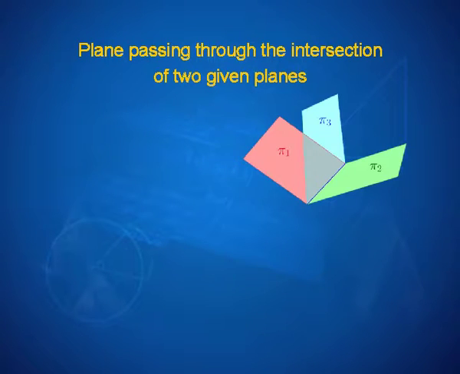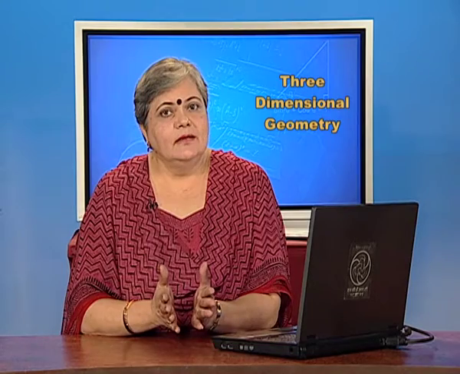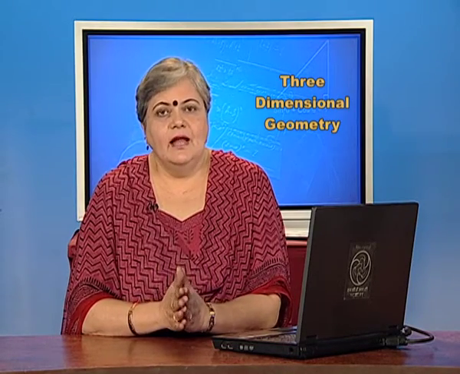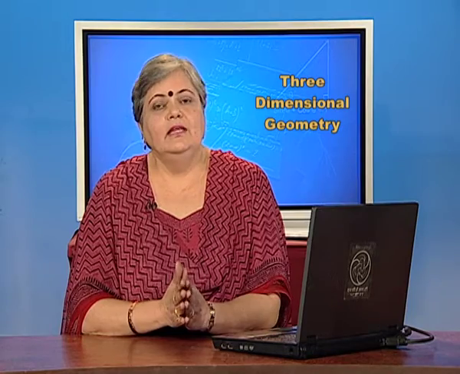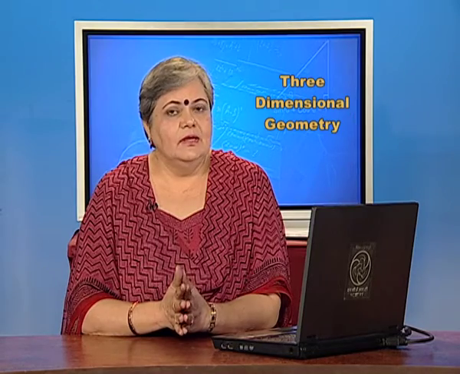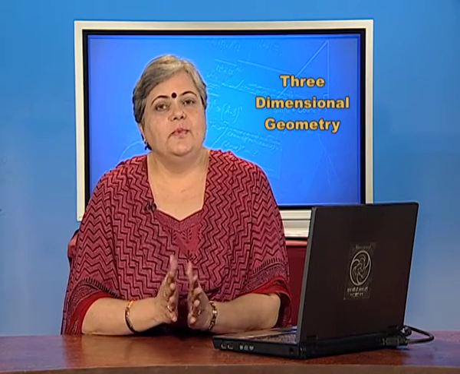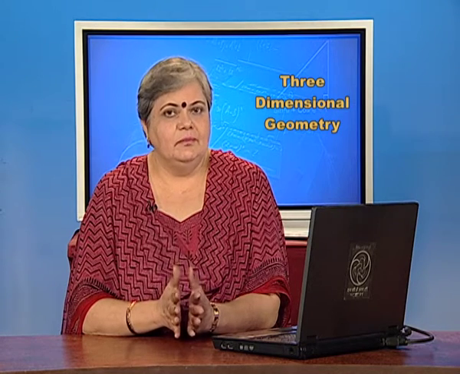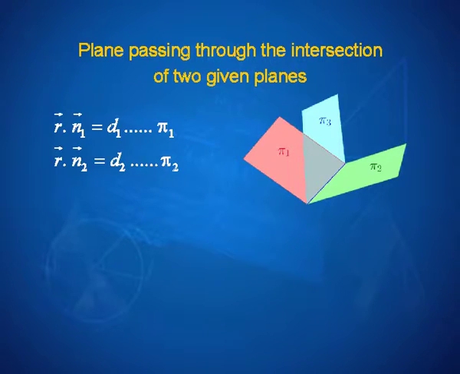Today, our focus would be on planes passing through the intersection of two given planes. When two planes intersect, they intersect in a line, and through a line infinitely many planes can be drawn. So, in a way we will be discovering the family of planes which pass through the intersection of two given planes. In this figure you can see a plane pi 1 and a pi 2 intersecting in a line, and through that line I need to figure out how to find the equation of a plane, say pi 3.